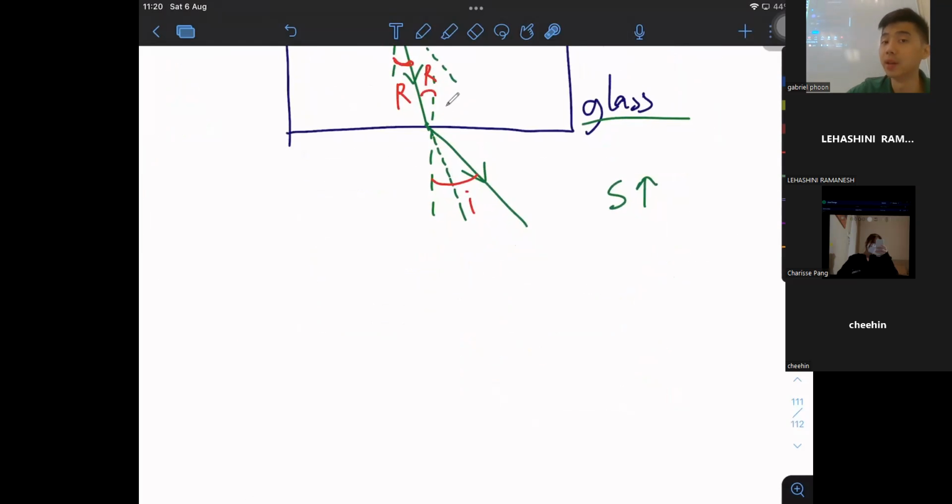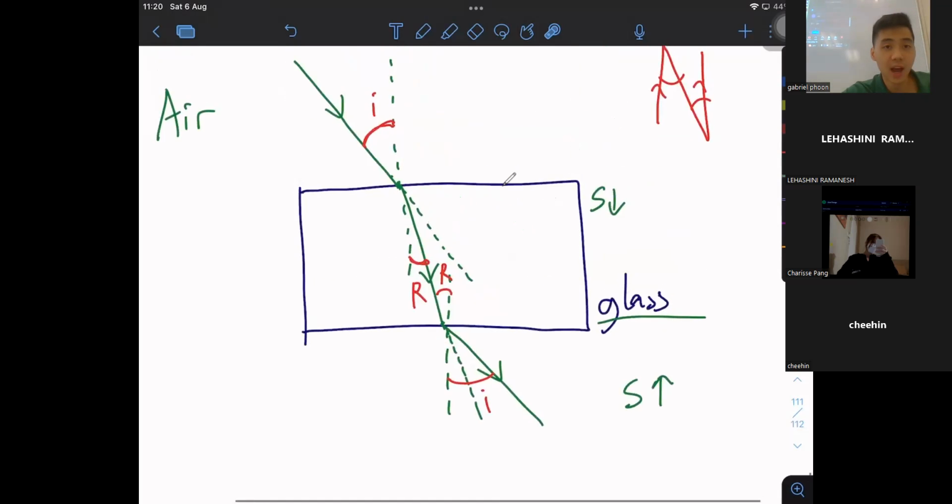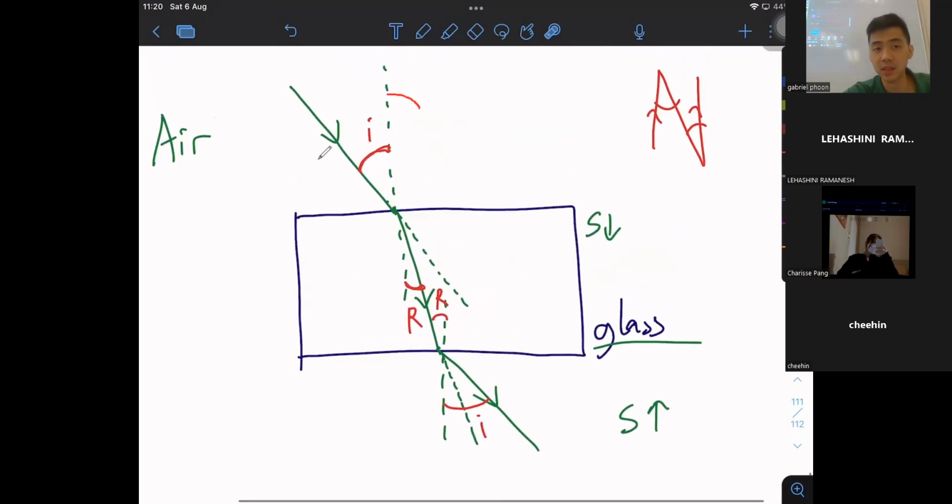what's going to happen is they will trick you. Pay attention, you will be asked this question later on, guys. They'll make you think that this is your incident angle and this is your refracted angle. Guys, I want you to all know that this is definitely not the case, because the full diagram looks like this. And because the full diagram looks like this, this is your incident angle, this is your incident angle, this is your refracted angle, this is your refracted angle.